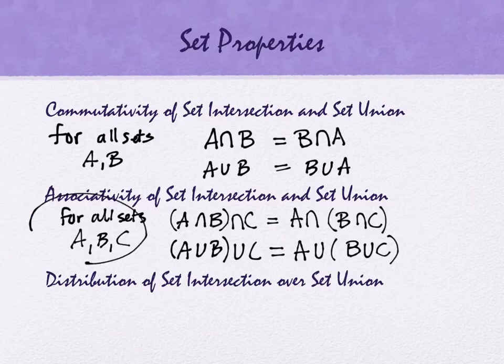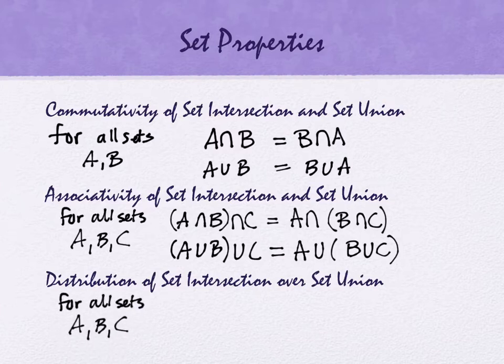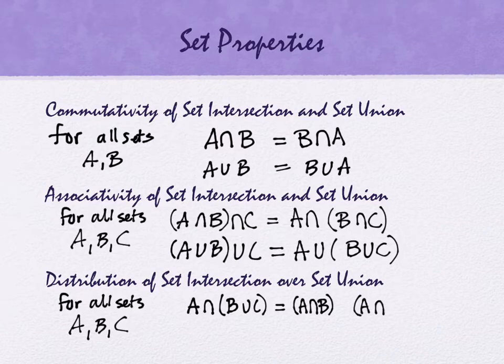So we've got the same for all sets A, B, and C that we had before. And what we get is we say if we have A intersect B union C, it's the same thing as intersecting A with B and intersecting A with C and then taking the union.